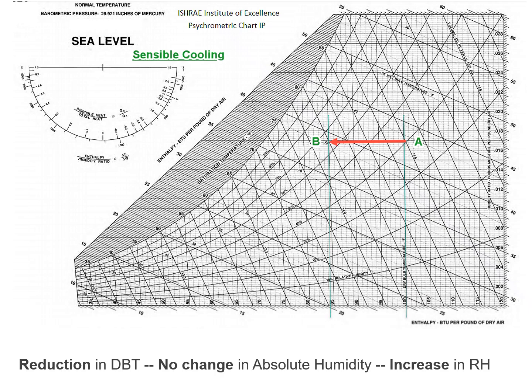Notice that there is a reduction in the sample's dry bulb temperature and an increase in its relative humidity. However, there is no change in its absolute humidity. Indeed, that is why the red line is perfectly horizontal. This process is called sensible cooling.